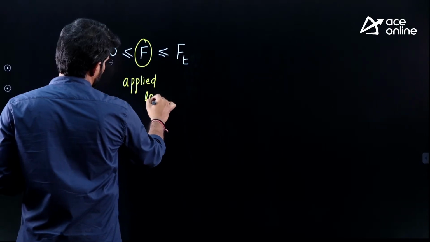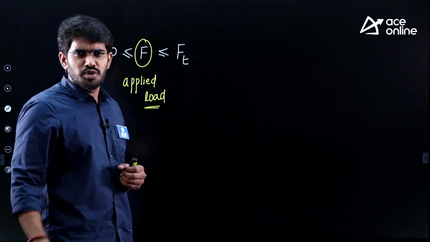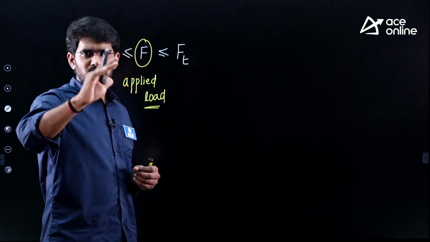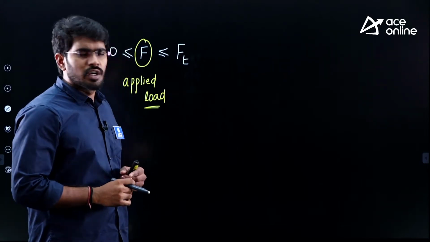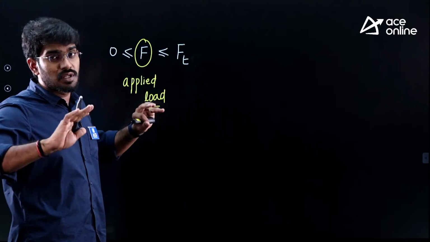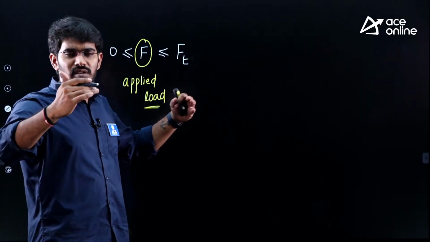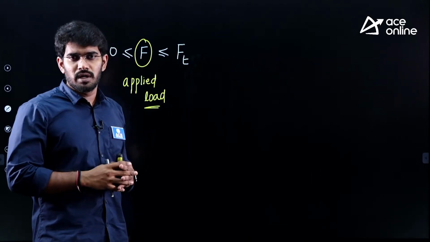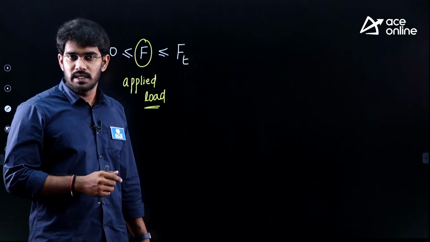Applied load. This applied load should always be in between 0 and Ft. Remember that. If the load on the component is 0, that means it is completely safe. You are increasing the load, increasing the load, increasing the load on the component, which means you are nearing failure. Is that right?